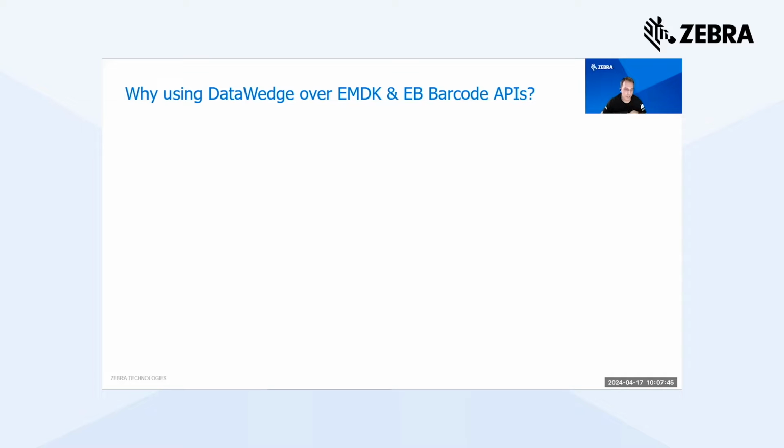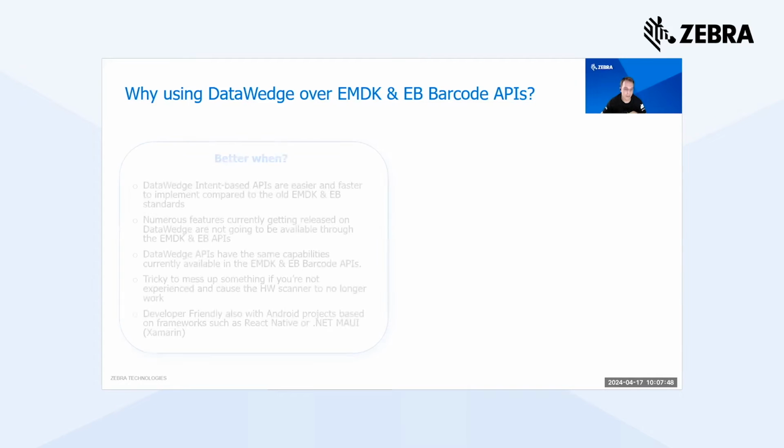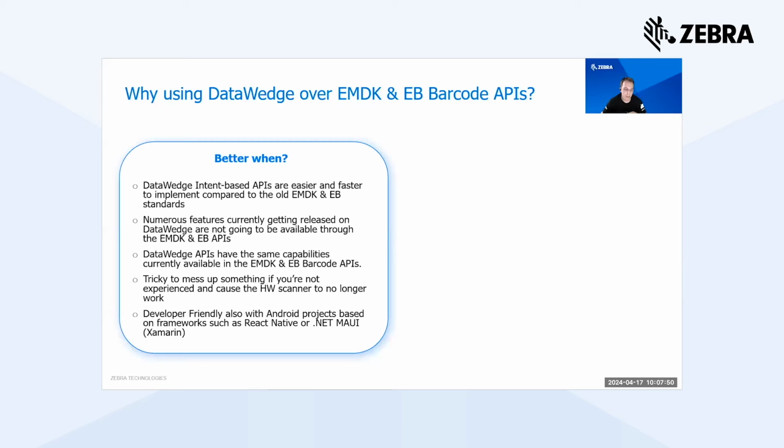So there are numerous reasons why DataWedge should be considered as the first option, and primarily because DataWedge implements an intent-based API system, so it is much easier to implement inside any application. And we are not just talking about native applications being developed with Kotlin or Java, but we're also talking about applications being developed with custom frameworks. So in this case, talking about React Native, for instance, .NET MAUI, or even Flutter.